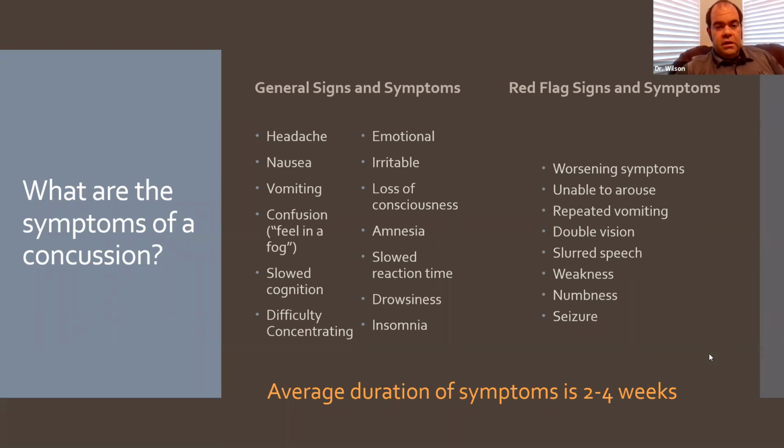The symptoms of concussion, as we said before, are typically on a range of symptoms. And general or common signs and symptoms include headache, nausea, sometimes vomiting, confusion, or sometimes it's described as feeling in a fog, slowed cognition, slowed ability to think and process through things, difficulty concentrating. Emotional symptoms and being irritable are fairly common. And this is more than just the typical high school athlete who is just irritable for no good reason, because we all know teenagers can be irritable, but I guess we all can.